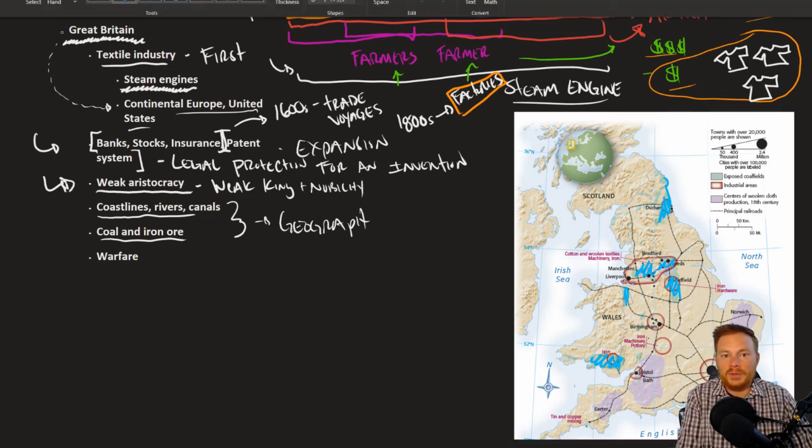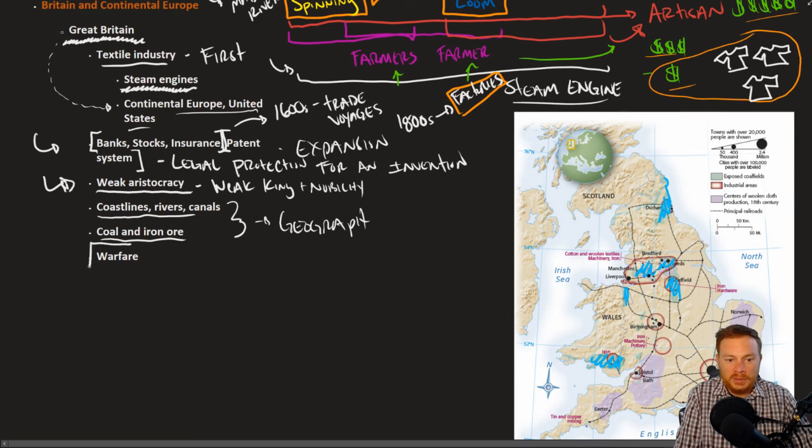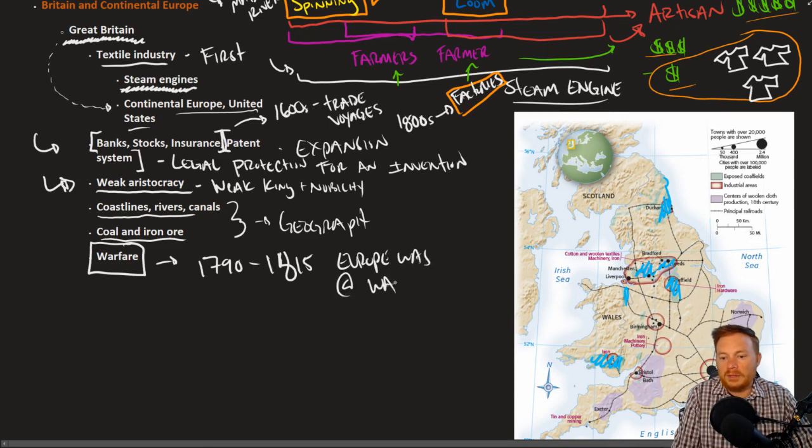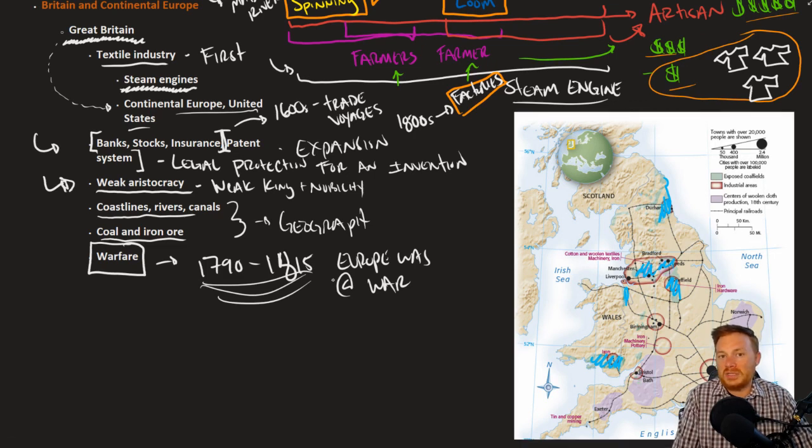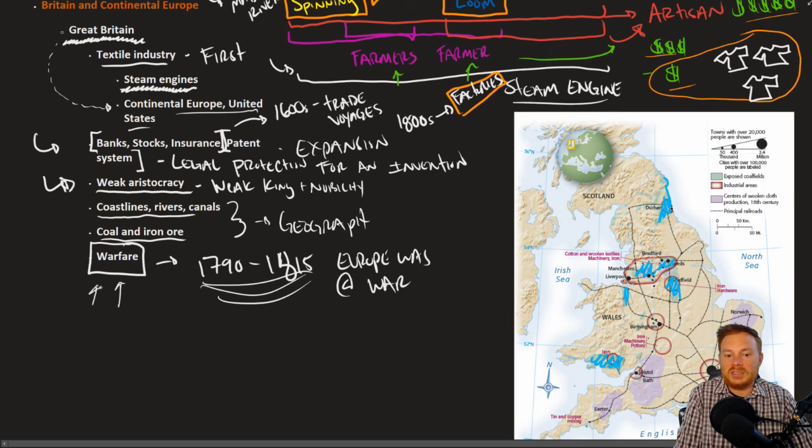And lastly, one thing that kept England separate from their European neighbors, that was warfare. Pretty much from 1790 to 1815, Europe was at war. We'll talk about that at a later chapter. But war was especially disruptive, right? It was disruptive to any sort of inventors trying to invest. It was disruptive to maybe even the factories themselves. And so because England was able to kind of stay away across the English Channel from this conflict, that allowed industrialization to go at a much more rapid pace.